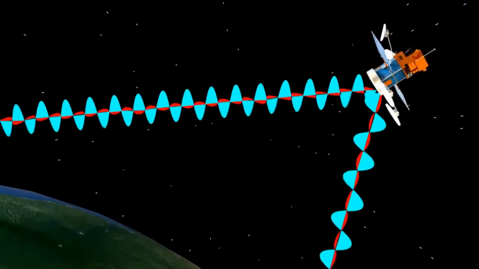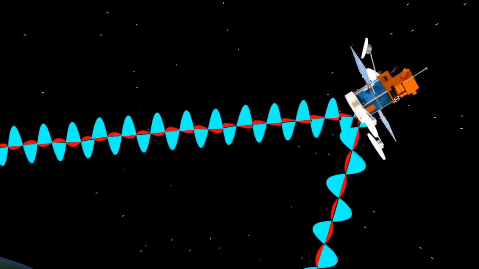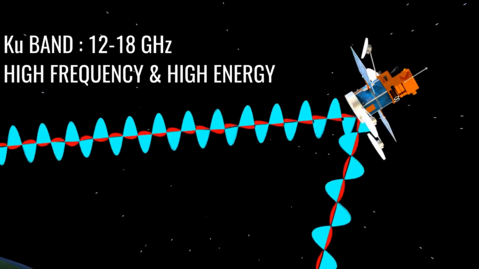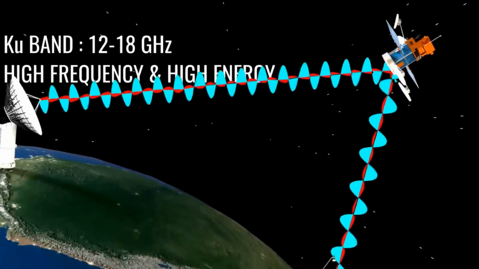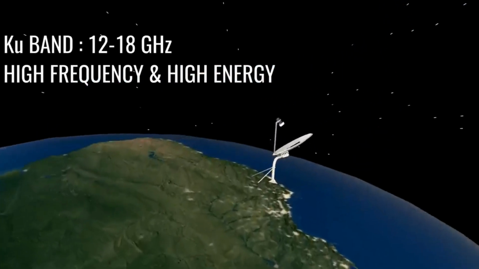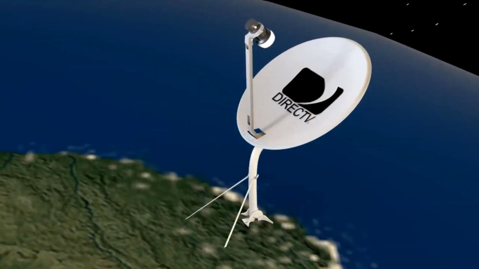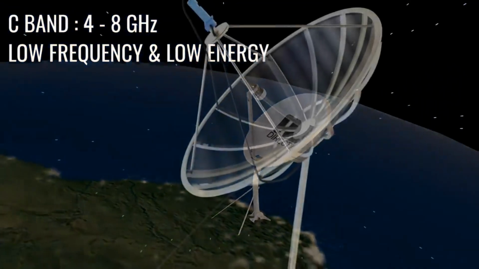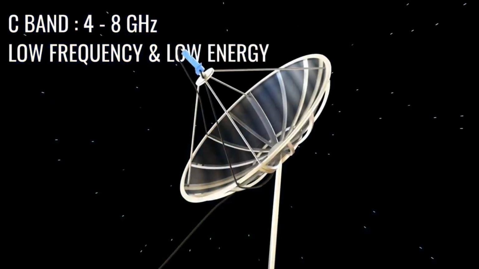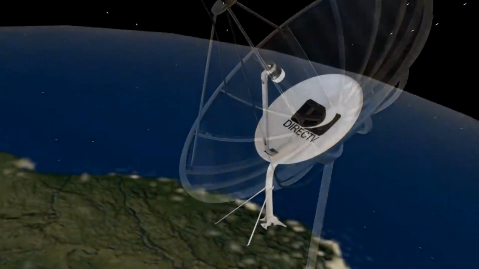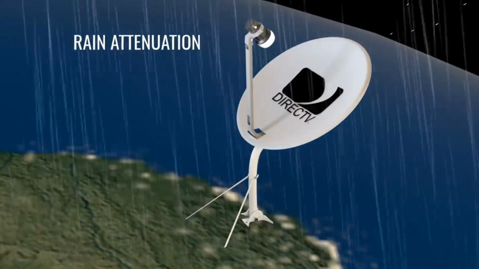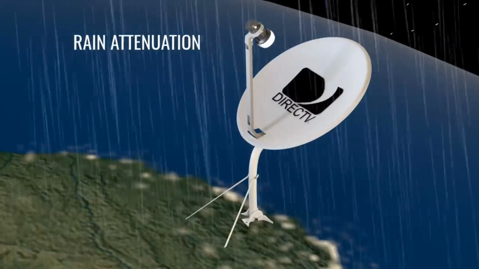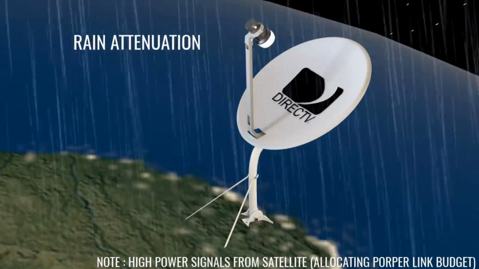You can see antennas of different frequency bands. For D2H, the Ku band frequency is generally used. These Ku band signals have good power, which allows a smaller size receiver antenna. In the past, C-band signals, which have lower energy, were used for television communications, and that's why huge antennas were used in those earlier days. However, Ku-band signals are affected by rain, so scientists have had to overcome this issue with improvements in satellite technology.